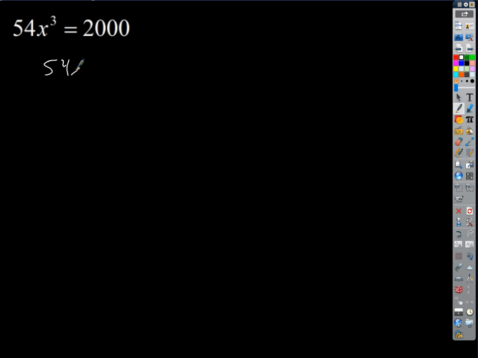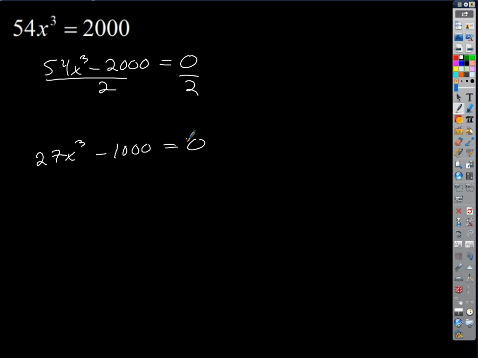And then cube root it. Okay, if I were to just cube root it, I'm only going to get the real zero. What if I want all the complex zeros? I have to put it in that form. So what could I do to simplify this equation here? Divide both sides by 2, right? And that's going to give us 27x cubed minus 1,000 equals 0.